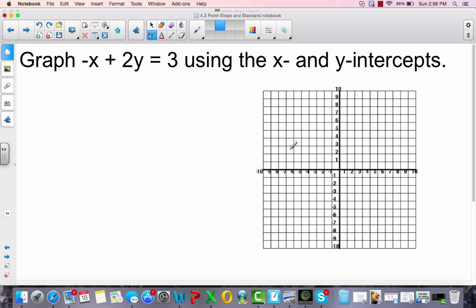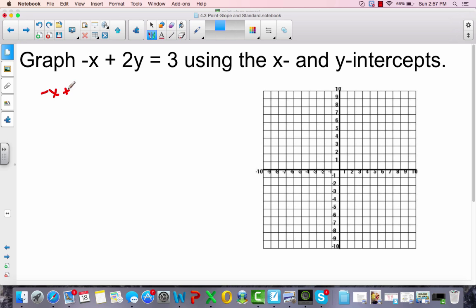Graph -x + 2y = 3 using the x and the y-intercepts. That's what this format is so good for, being able to just do it using the x and y-intercepts. So remember, when you want to find the x-intercept, let the y equal 0. When you want to find the y-intercept, let the x equal 0. This is your turn. Let the y equal 0, find the x-intercept, and then let the x equal 0 and find the y-intercept. Pause the video and see what you can do.